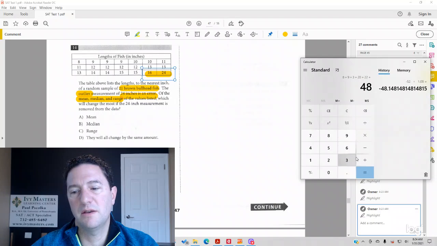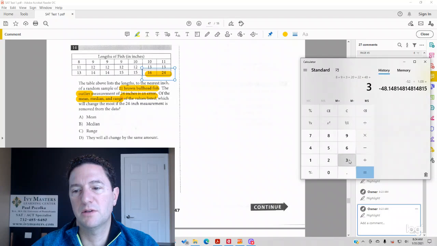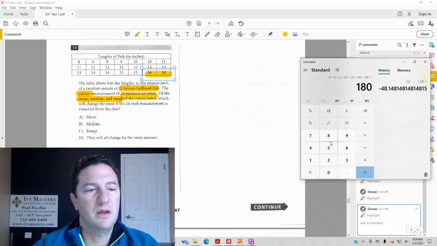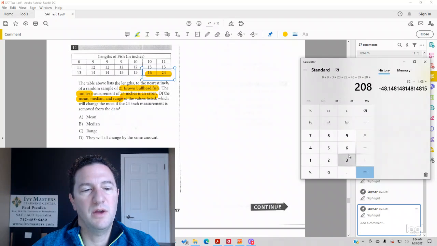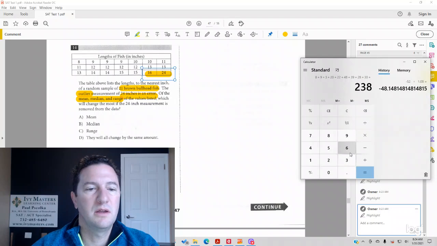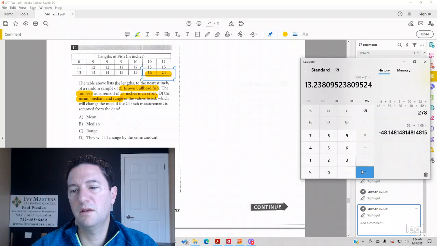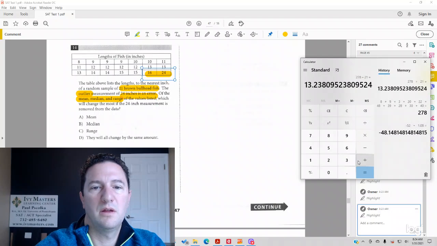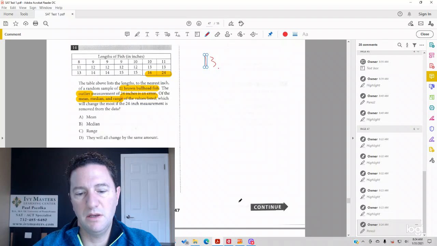plus 48. And then we've got 3 13s, so that's plus 39. And then 2 14s, that's plus 28. And then 2 15s, that's plus 30. And then a 16 and a 24, so that's plus 40. You get your total, you divide it by 21, and you get 13 point something as your mean.